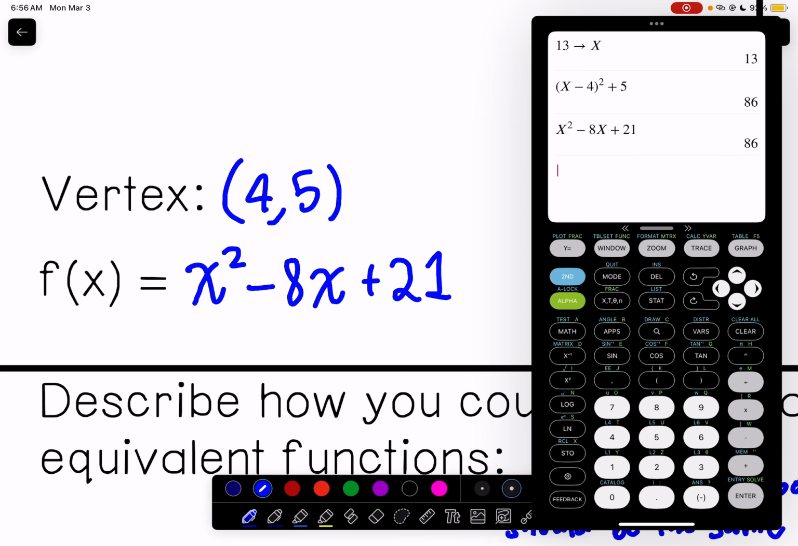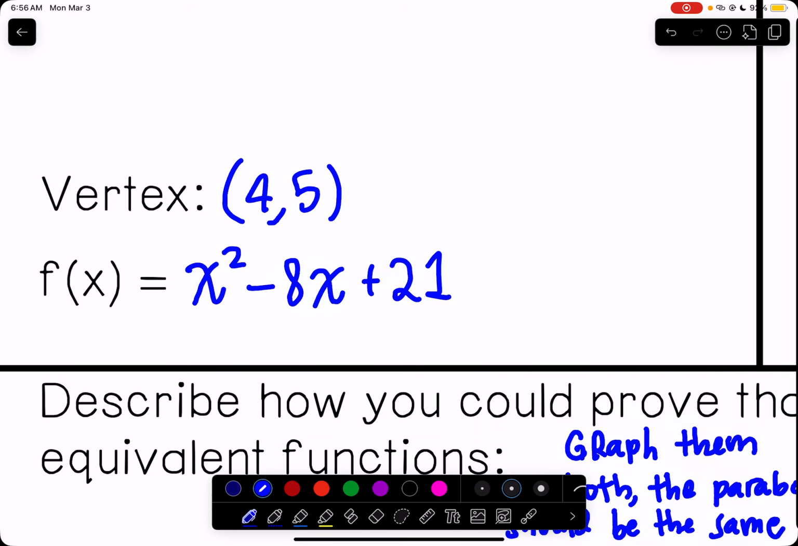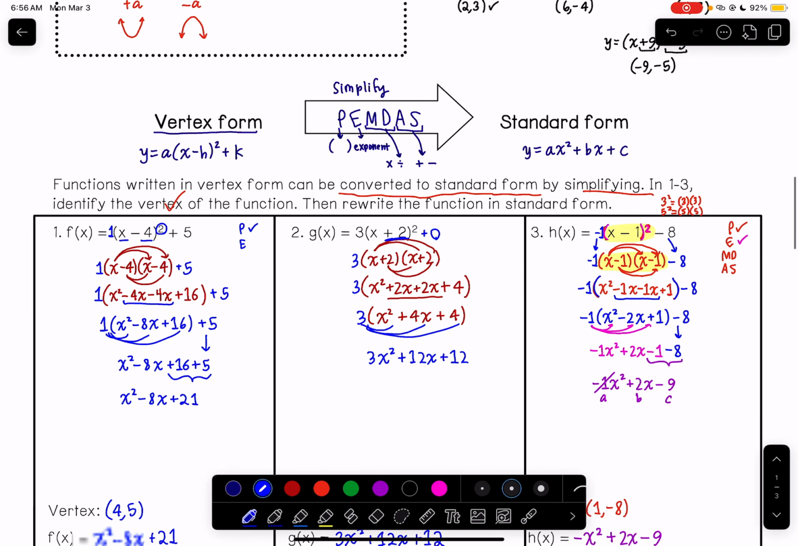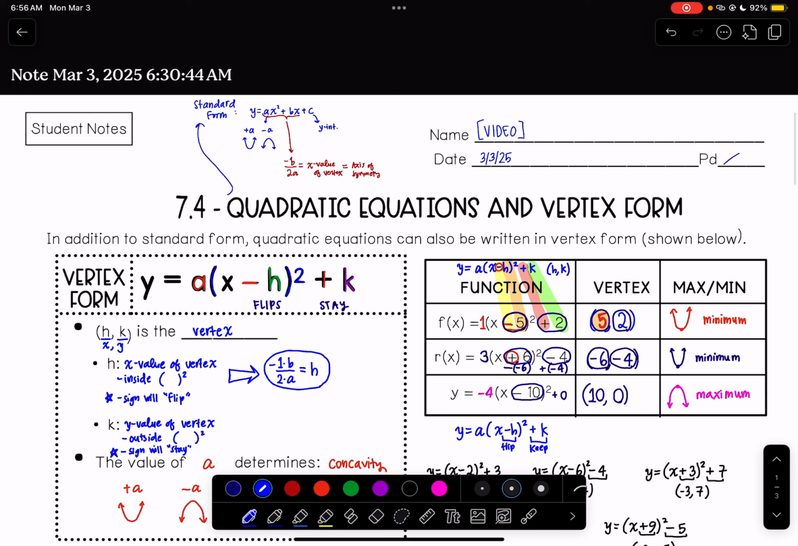So I'm correct. Okay, so that is gonna do it for part 2 of 7.4 quadratic equations in vertex form notes. I will see you in the final part, part 3.